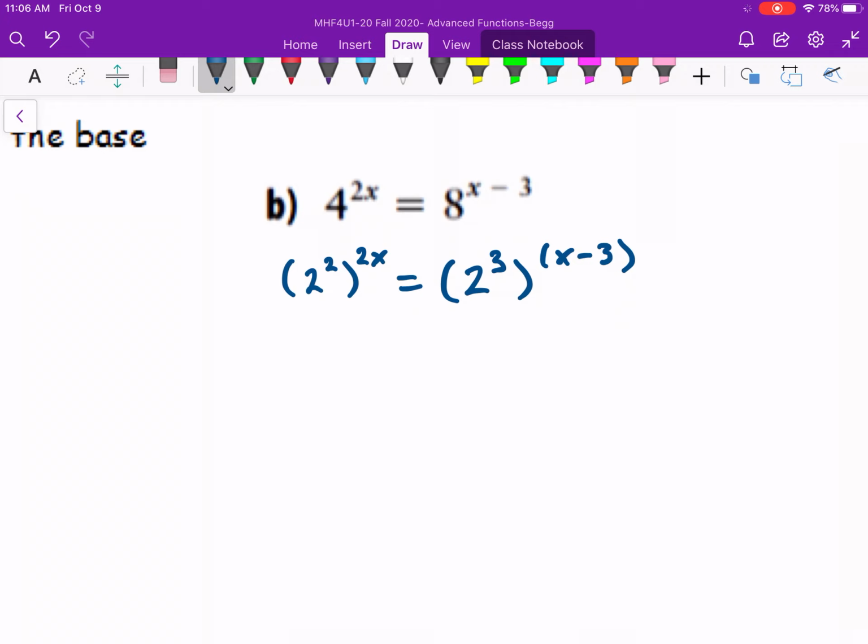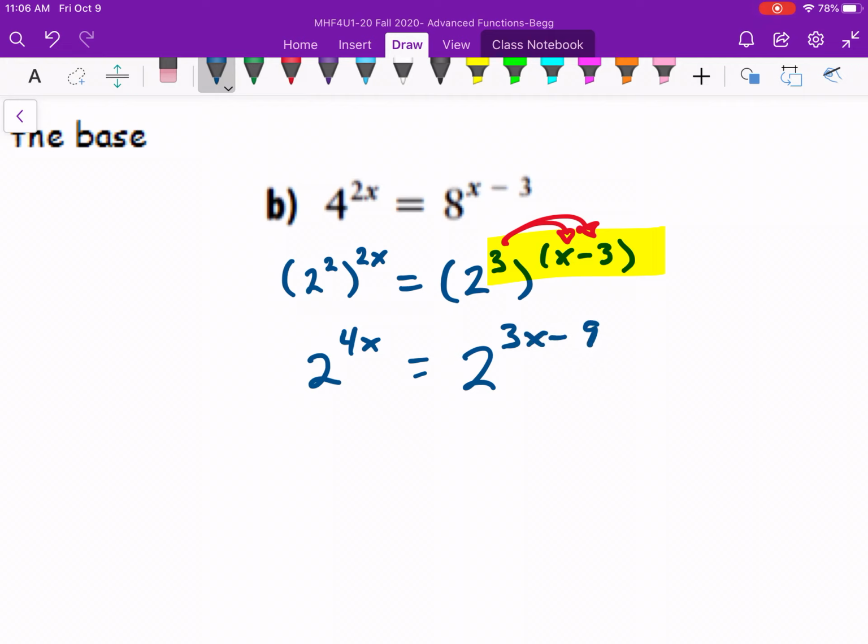Taking away the brackets, I get 2 to the 4x, because remember, when I have powers of powers, I just multiply these two together. So 2 times 2x gives me 4x. And when I take away these brackets, I'm going to multiply these together, but because inside the brackets is a binomial, I need to use the distributive law. So what I get is 3x minus 9.